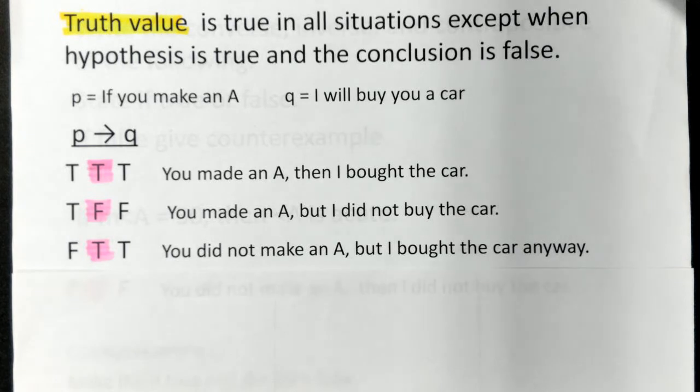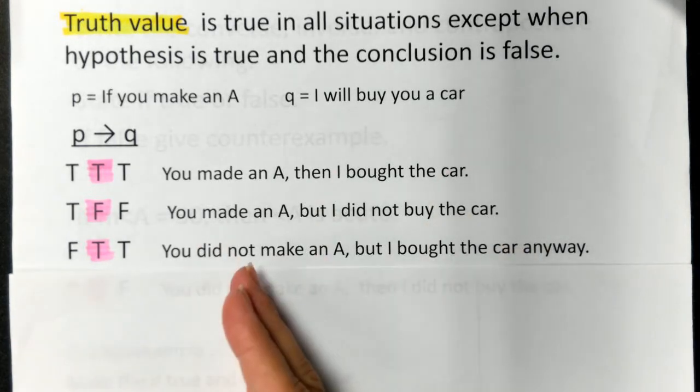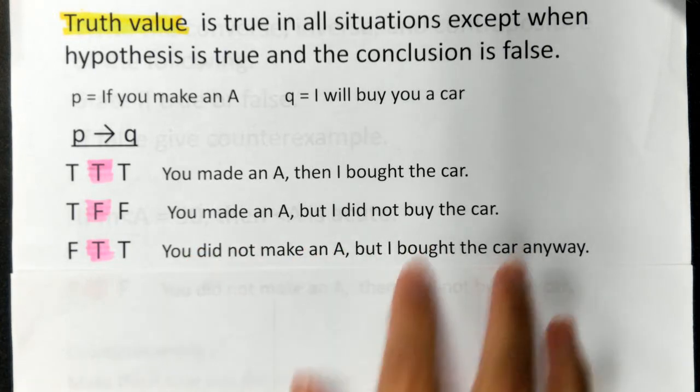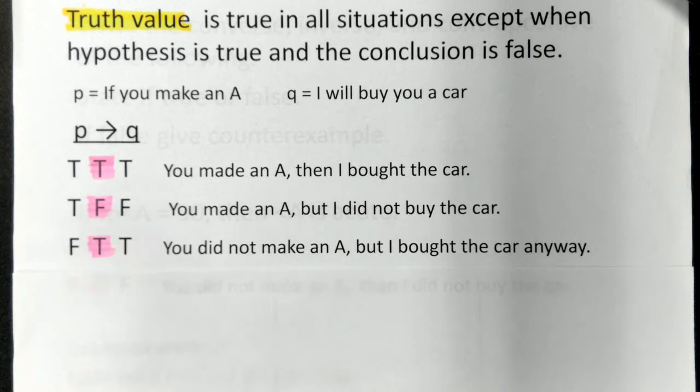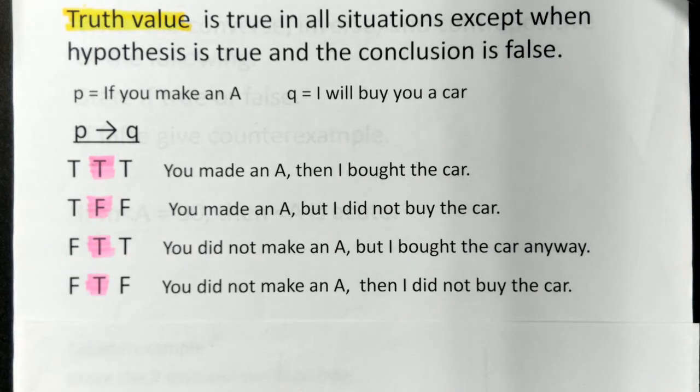But truth value says the only way that that guy is false is if this is true and this is false. So because of that, this is a true statement. If you did not make an A, then I did not buy the car. That's true. If you did not make an A, then I did not buy the car.